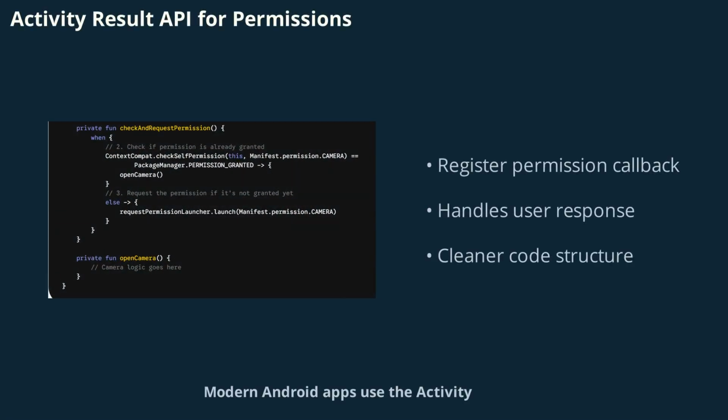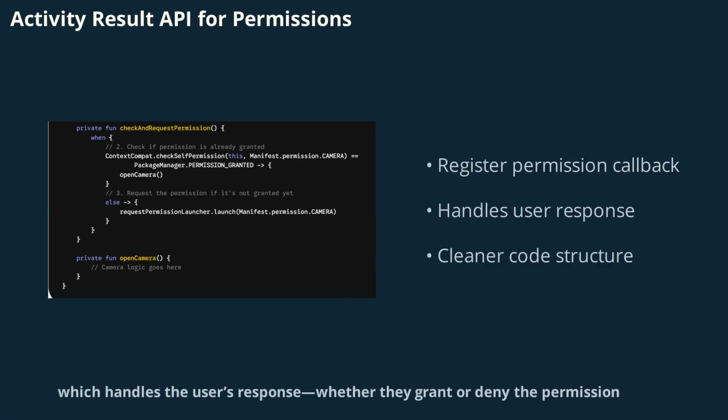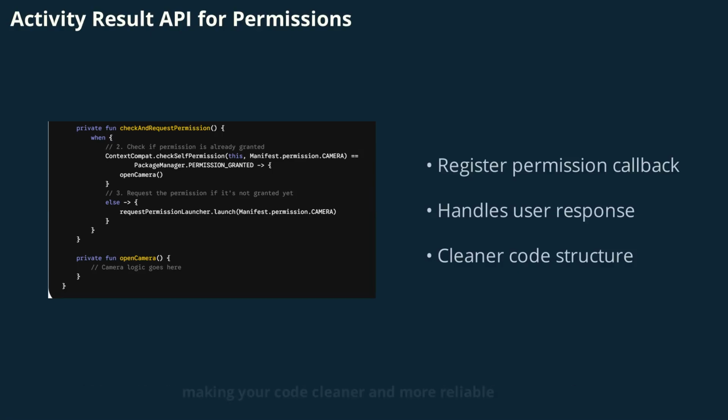Modern Android apps use the Activity Result API to handle permission requests cleanly. You register a permission callback, which handles the user's response, whether they grant or deny the permission. This method is more robust and easier to manage than older approaches, making your code cleaner and more reliable.